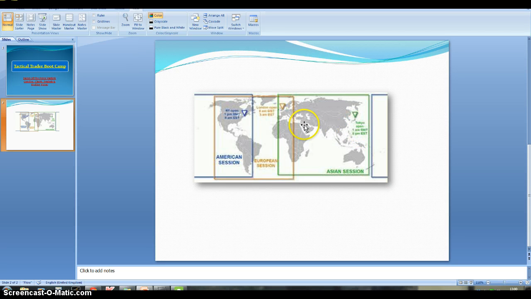As time goes on, Europe starts to wake up about 8 o'clock in the morning GMT. Frankfurt, London, 8 o'clock in the morning, and we get this little 2 hour overlapping time here, which creates high volume.